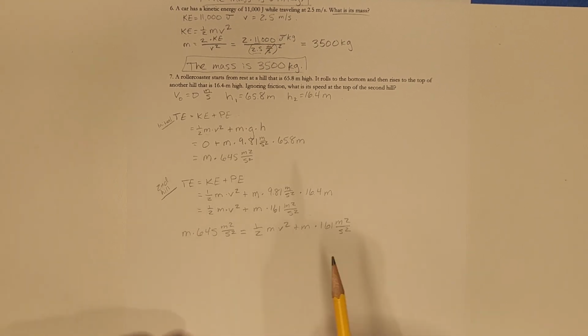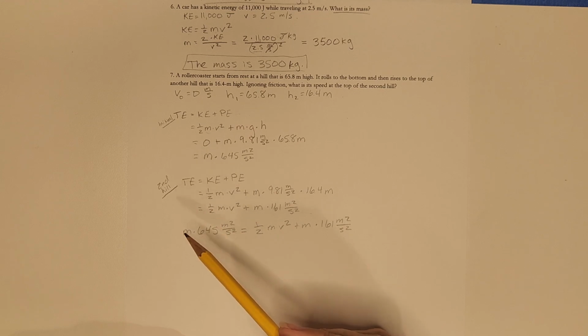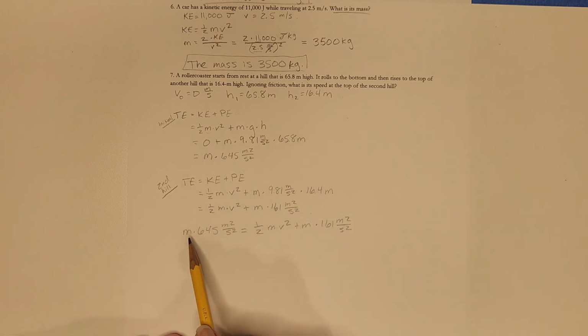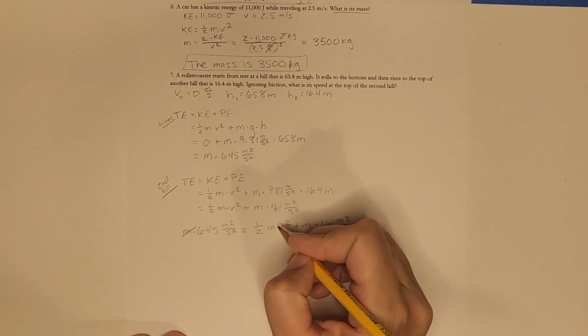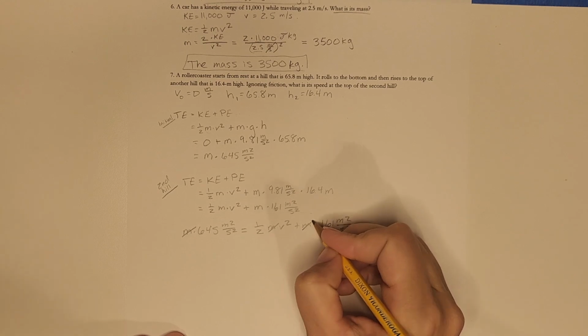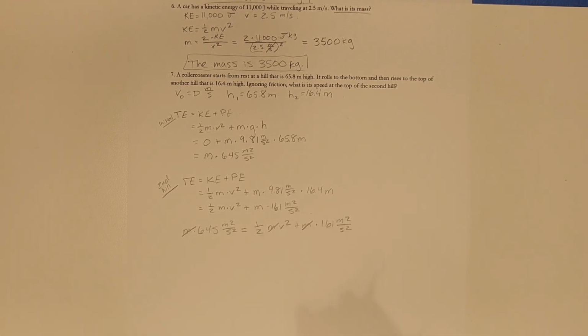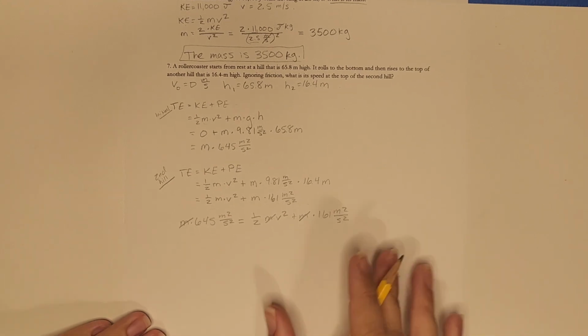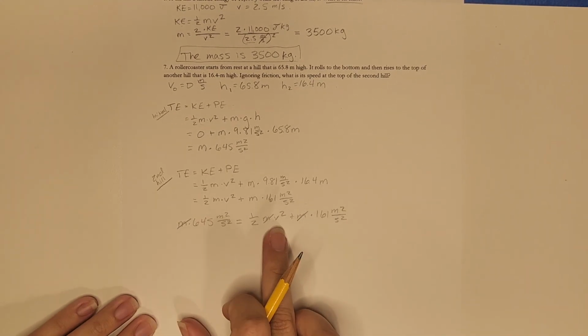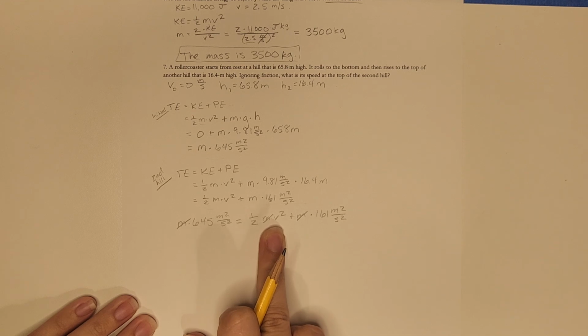Okay, now this is where we can finally get rid of this mass because it is part of every single piece of this equation. It just cancels out. That's because it's part of every single expression within there. And so now all we're left with is velocity as an unknown variable, and we can solve for that.